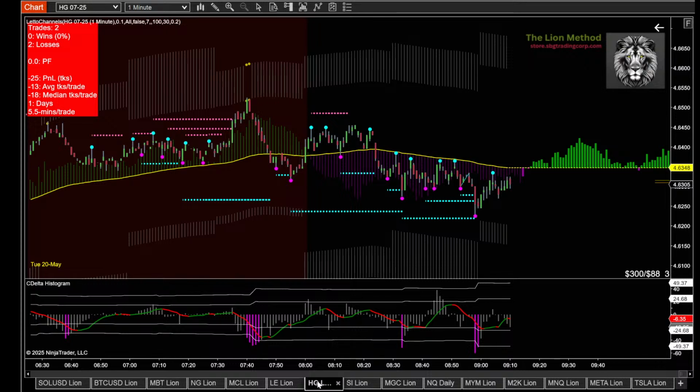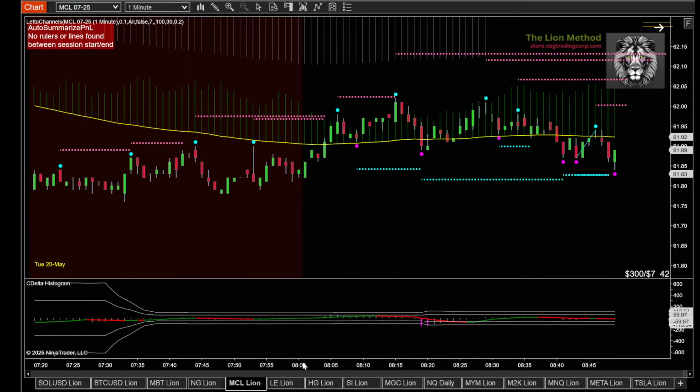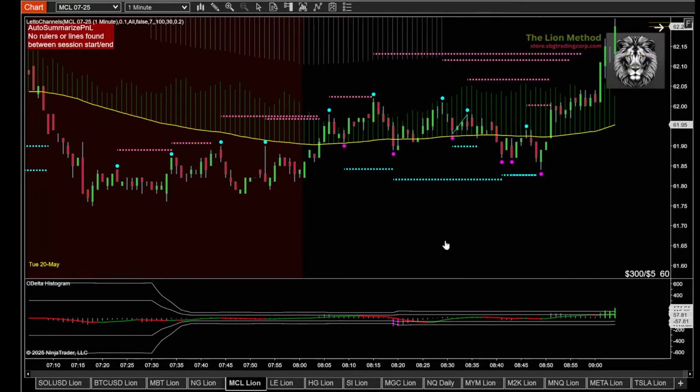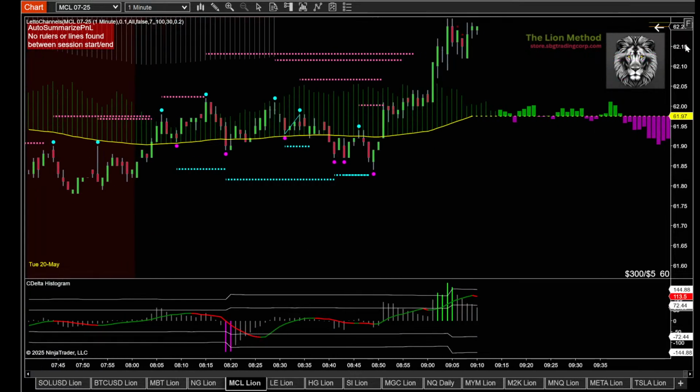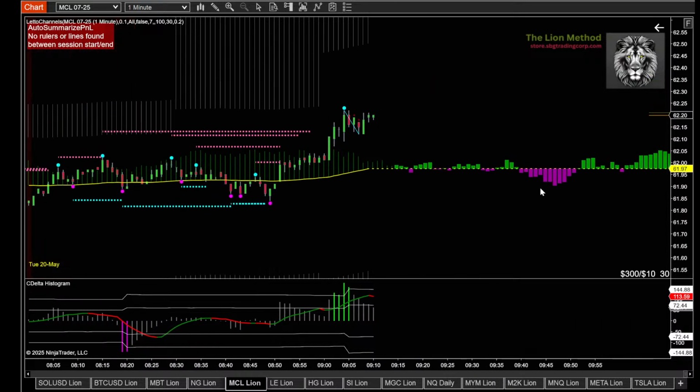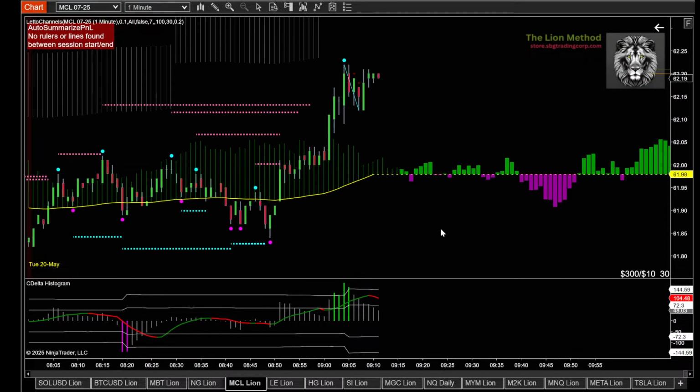Oh, fascinating. Look at that. Copper just rejected out of that overbought area. That's really a good sign. We're going to keep an eye on that. Now this is crude. This is the crude market.